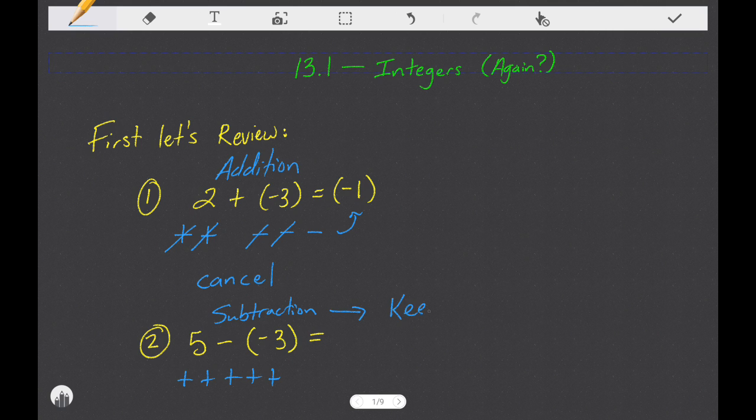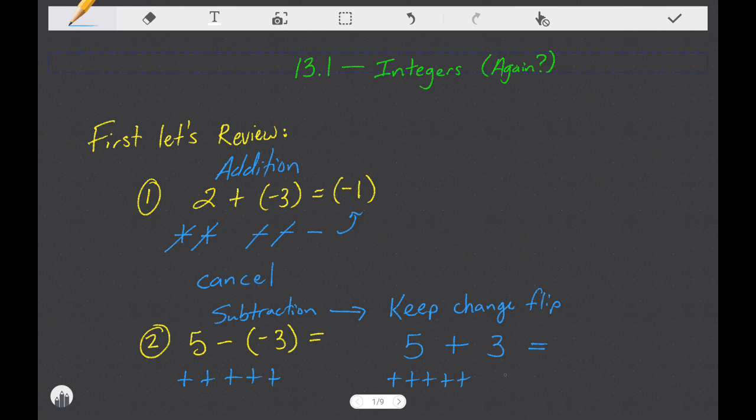So this is a classic situation where if it is subtraction, that actually tells us we want to do keep, change, and flip. Okay, we want to keep the first number, which is a positive 5. We want to change the sign to a plus sign. Now we're going to flip the sign. So in other words, if this was negative, it's now going to be positive. And that's going to give us a more accurate picture of what's really going on here. So now it simply is 5 plus 3.